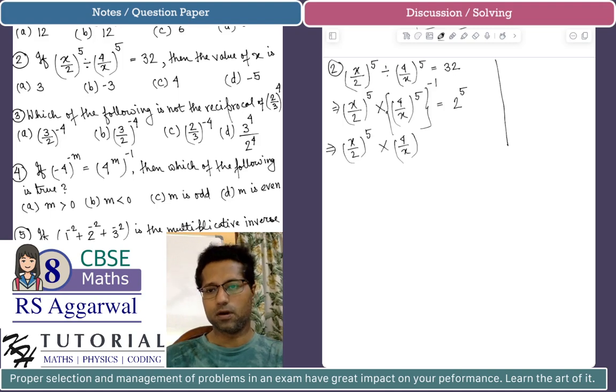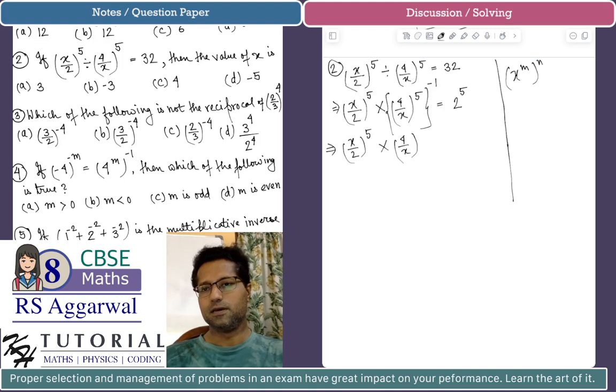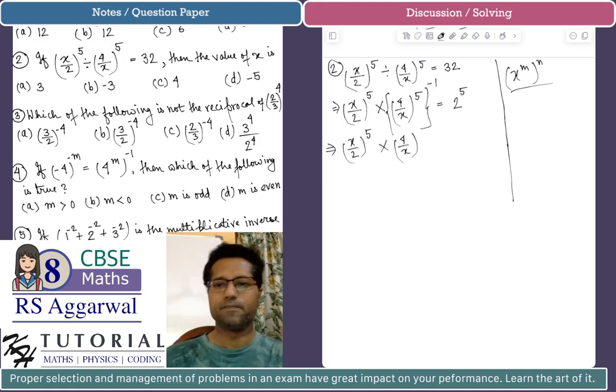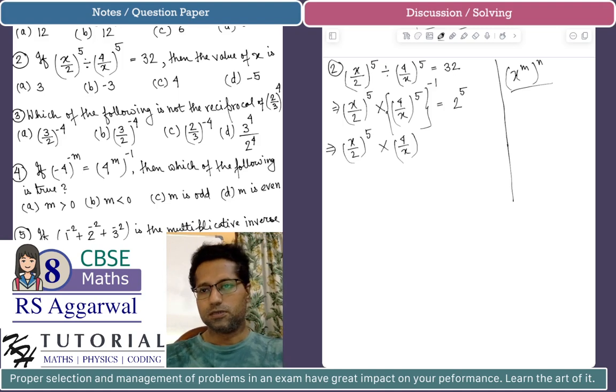Now whenever I talk about layers of powers, what I mean is that whenever you see something like this, x is a rational number, it is raised to the power m, and again it is raised to the power n, I say that this expression has two layers of power. The power in the first layer is m, and the power in the second layer is n. This is nothing but x to the power m into n. We know this from the laws of exponents. So this will be 5 into minus 1, that is minus 5.